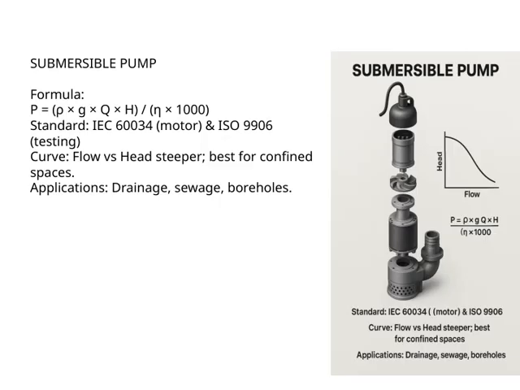Let's talk about submersible pumps. First, there's a key formula to understand their power needs. P equals rho times g times Q times H, divided by eta times 1000. Now, don't worry if that sounds technical. It's just a way to calculate how much power the pump requires based on fluid density, gravity, flow rate, and head height, adjusted for efficiency.